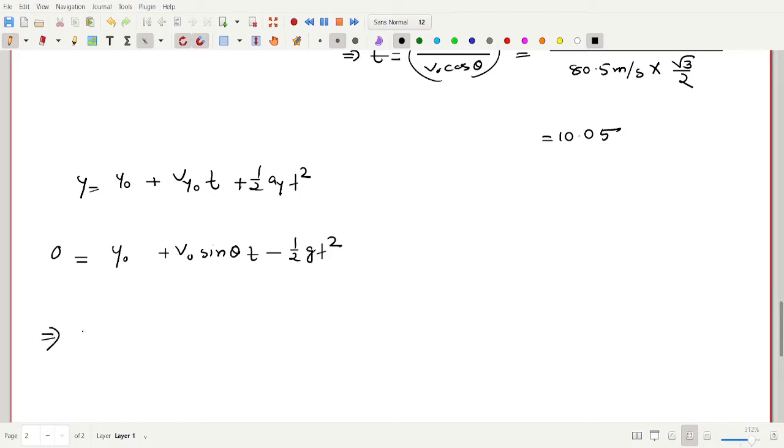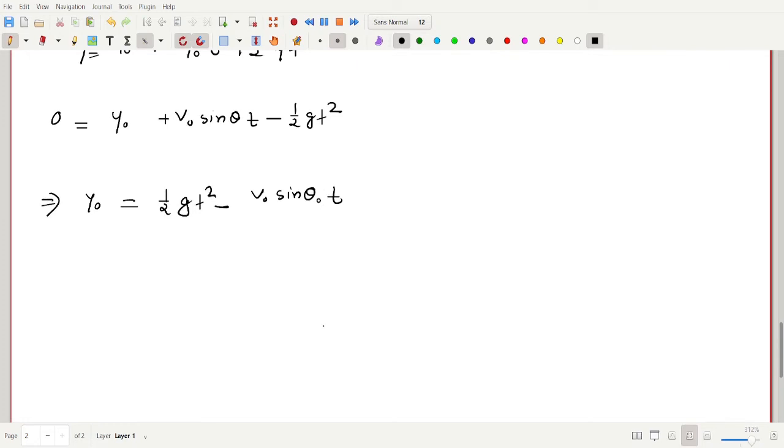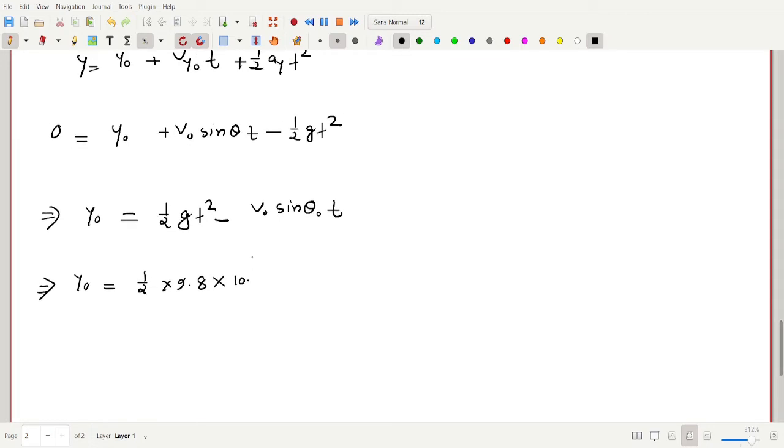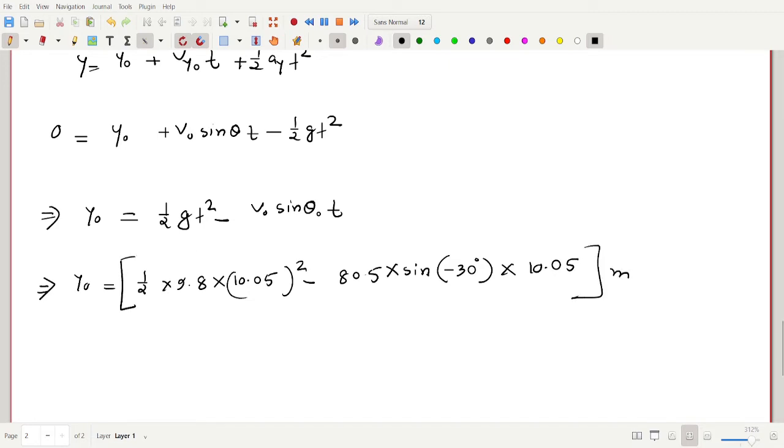Now take these two terms to the left hand side: y naught equals half g t square minus v naught sine theta t. And we have half into 9.8 into 10.05 square minus 80.5 into sine of minus 30 into 10.05. Calculate this.